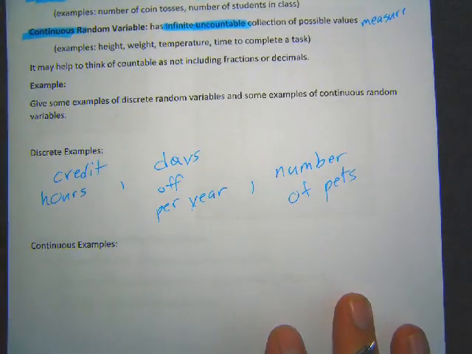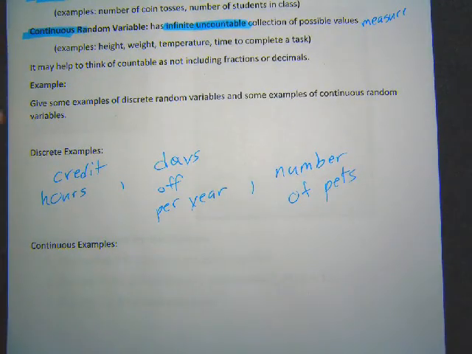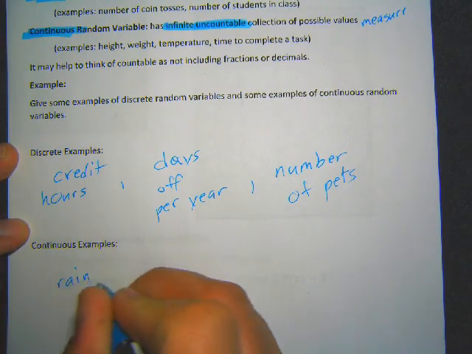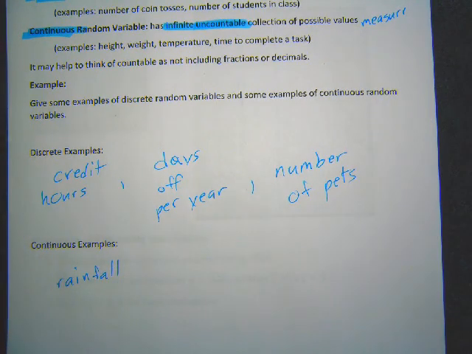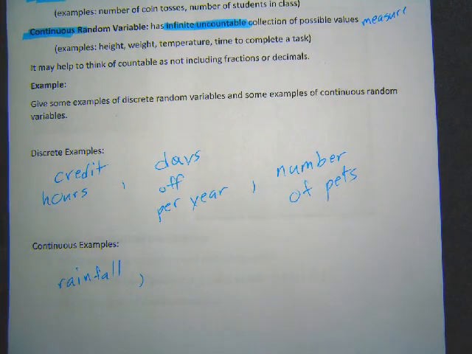Continuous again. Think about measurement. Right now it's storming outside. It's raining. So rainfall, because you go out and you measure how many inches of rain happen. That would be a measurable thing, not a countable. I can't count the amount of rain.